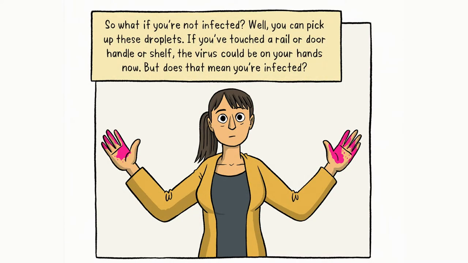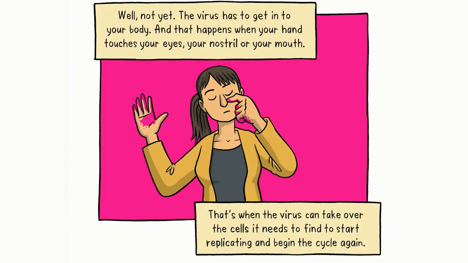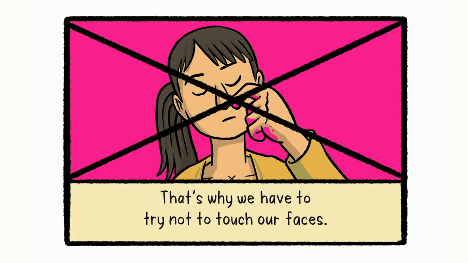So what if you're not infected? Well, you can pick up these droplets. If you've touched a rail or a door handle or shelf, the virus could be on your hands now. But does that mean you're infected? Well, not yet. The virus has to get into your body, and that happens when your hand touches your eyes, your nostril or your mouth. That's when the virus can take over the cell it needs to find to start replicating and begin the cycle again. That's why we have to try not to touch our faces.